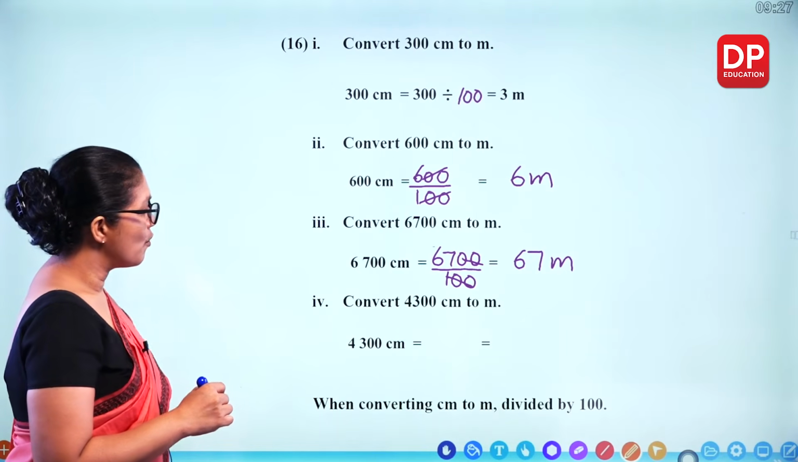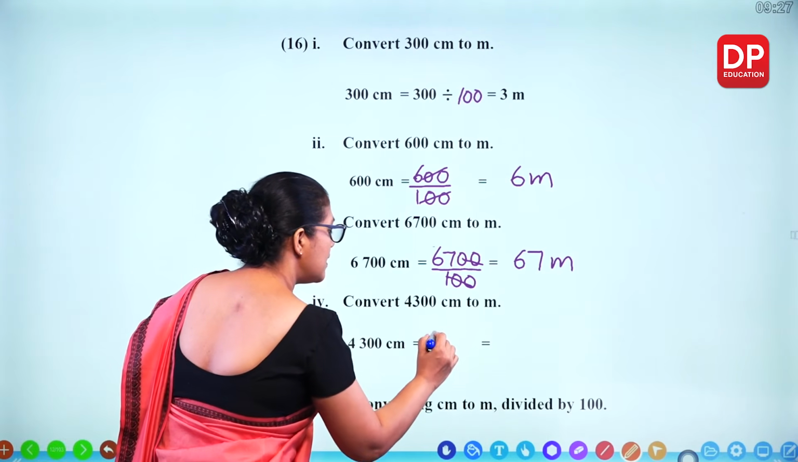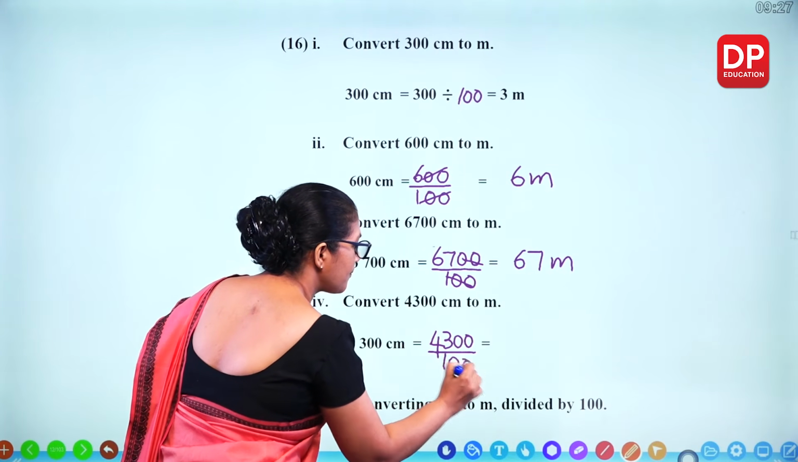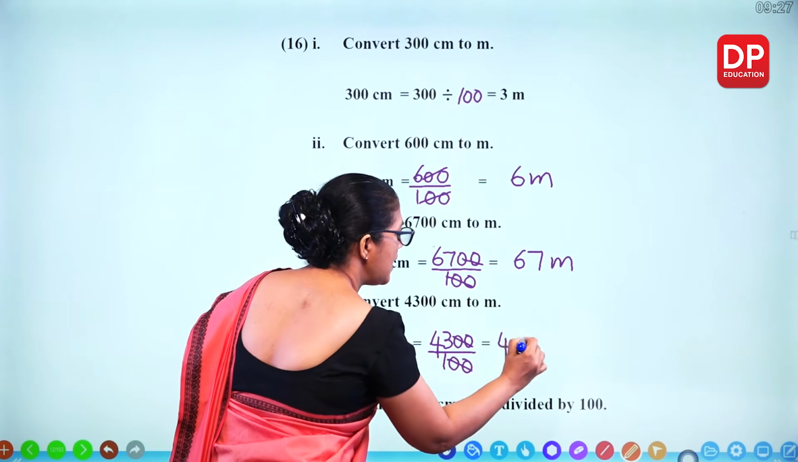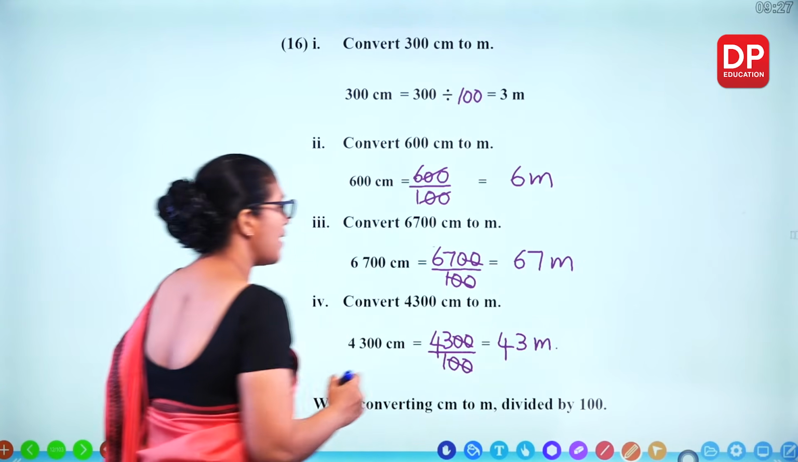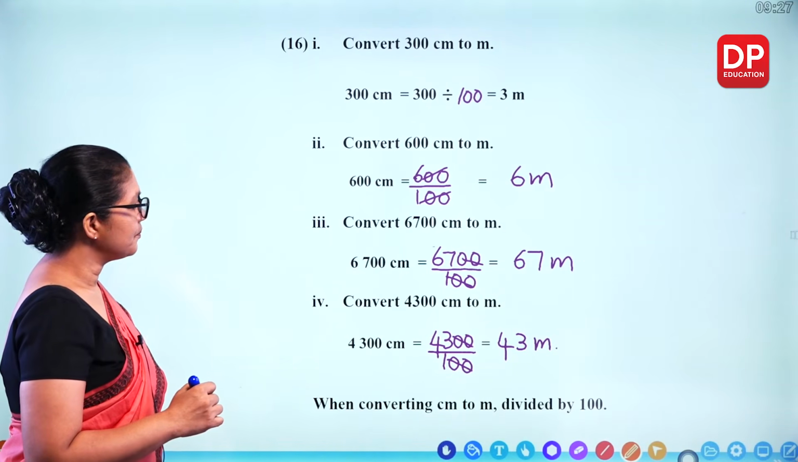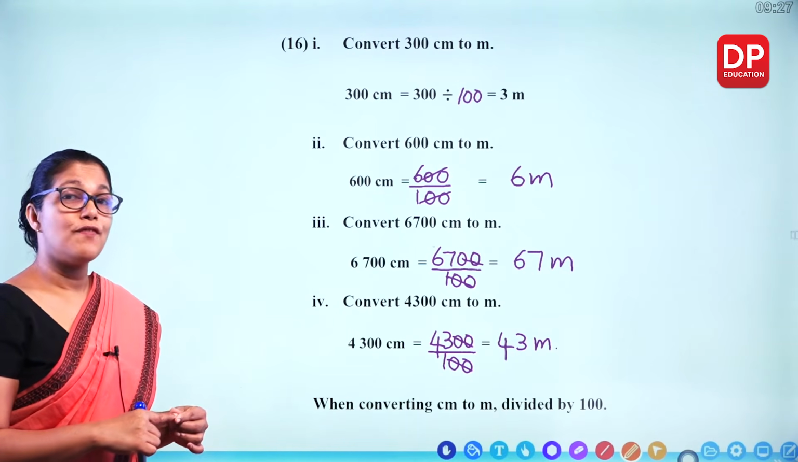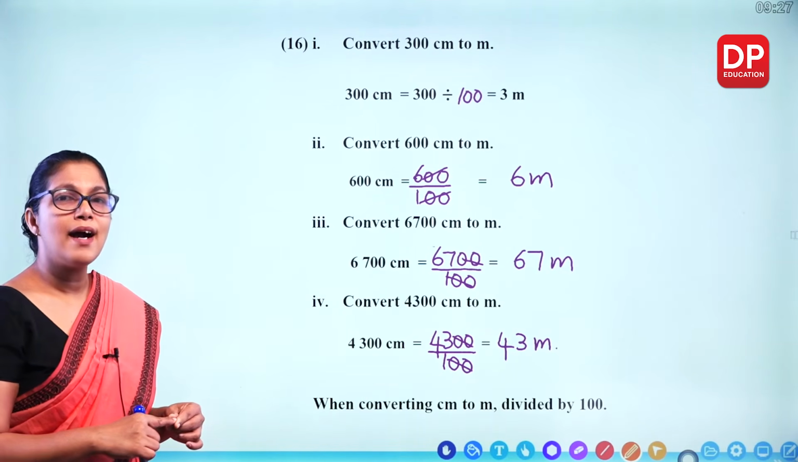Next one, 4,300. Divide by 100. 43 meters. When converting centimeters to meters, we divide the number by 100.